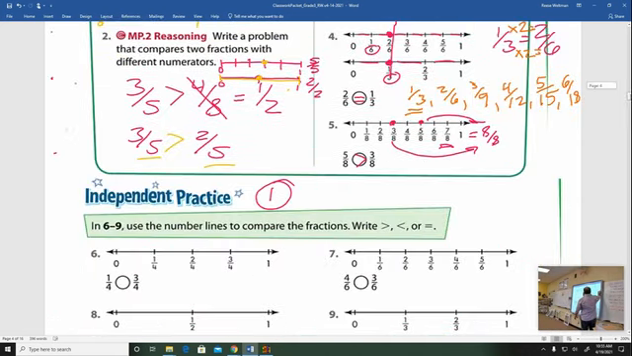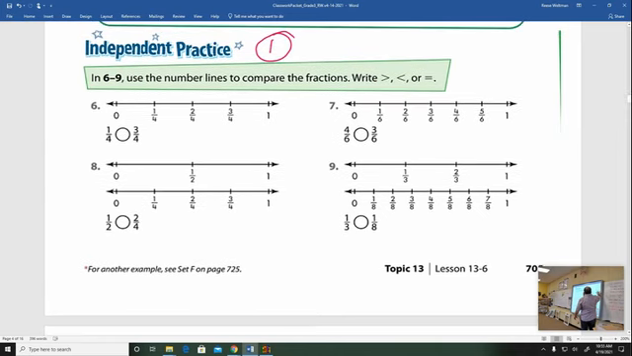Let's take a look. In our independent practice section here, it says use the number lines to compare the fractions, and we're going to use our symbols. Greater than, less than, or equal to. Now, what I really recommend on these, because I've seen a couple of you guys make mistakes on it, is to also mark where those fractions fall on the number line, okay? It helps you understand it better.